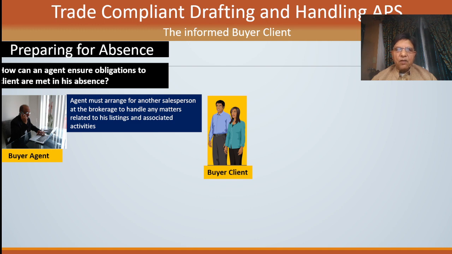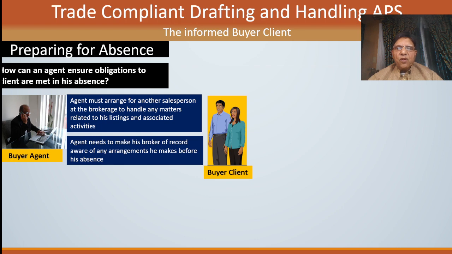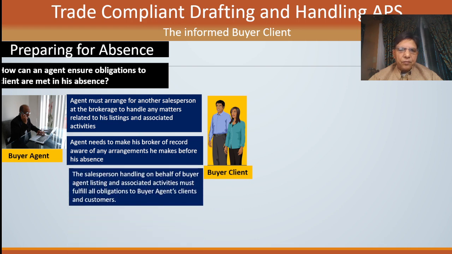Let's suppose you're thinking that you have a friend working with another brokerage, and you can ask him or her. No, you can't do that. The person has to be from your brokerage, and you have to inform your broker of record that you will be away, and they need to arrange somebody who can look after your client in your absence. The salesperson handling on behalf of the buyer, or on your listing, will have the obligations to buyer agents, clients and customers for both.